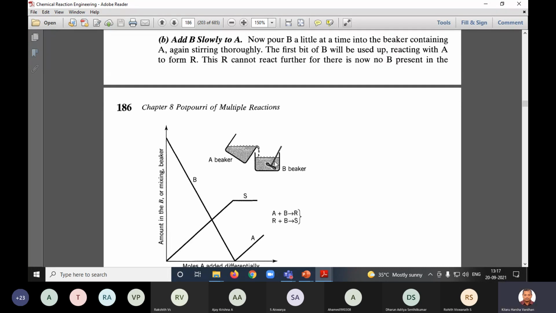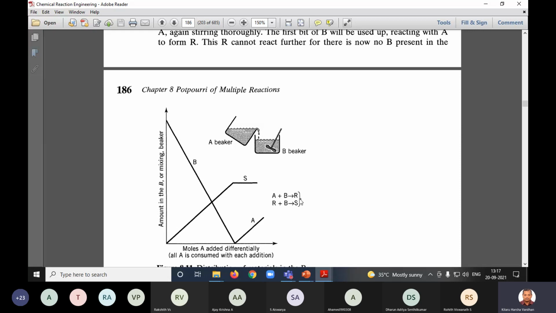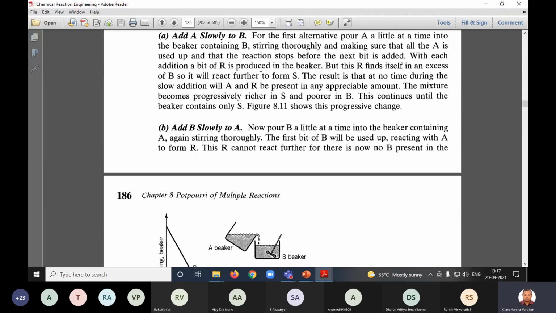So here there is no A present, because the moment A comes in, since less of A is there, it reacts to give R. Since R is formed and B is in excess here, it gives you S. So that is what is happening here. The R, as soon as it forms, reacts with the excess of B and then gives you S. That is why you do not have R present here. That is what he is just trying to show.